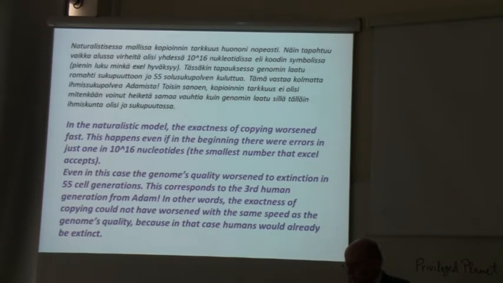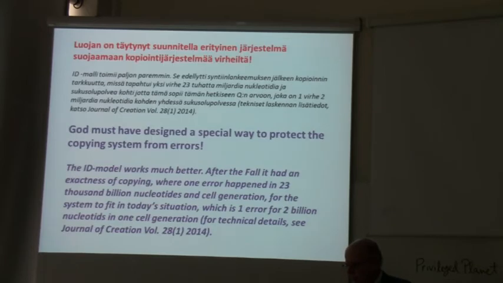So God must have designed a special way to protect the copying system from errors. The ID model works very well here. After the fall, it had an exactness of copying where one error happened in 23,000 billion nucleotides and cell generation for the system to fit in today's situation, which is one error per 2 billion nucleotides.